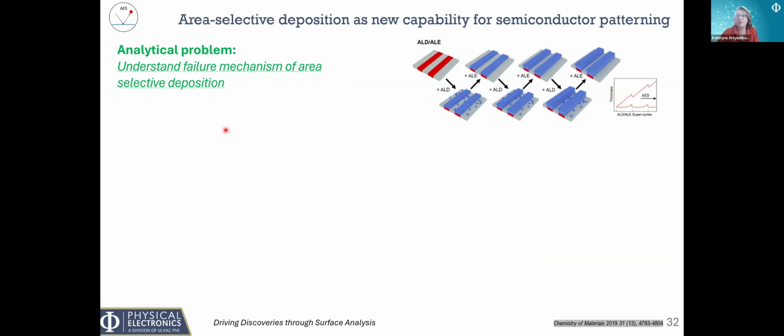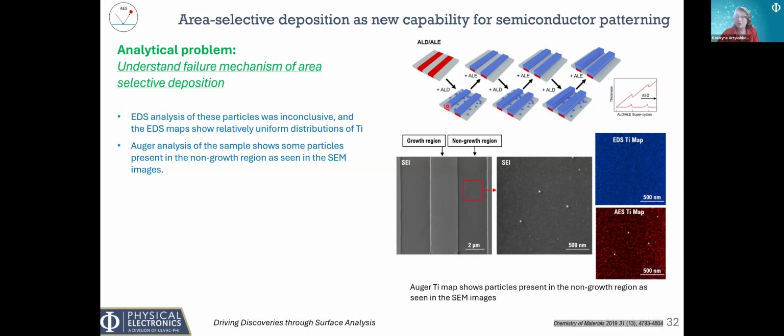This example is using Auger. So in this example, it was critical to understand what is the failure mechanism of the semiconductor device that is patterned, that was created by selective deposition. So when you look at the SEM images, these are no-growth areas. So you should not have any growth of particles in this area. But when you look at SEM, you see that there are some particles here.